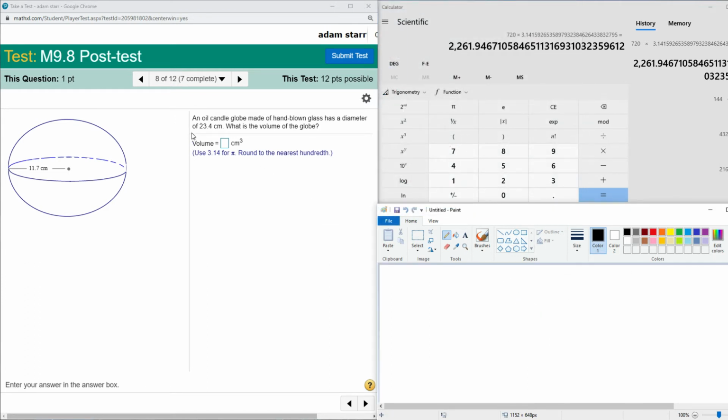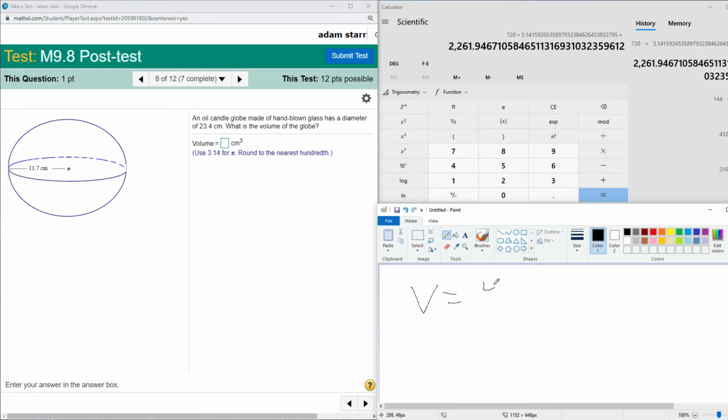Okay, next question. An oil candle globe made of hand-blown glass has a diameter of 23.4 centimeters. What is the volume of the globe? So we have our globe here. It is a sphere. It's giving us the diameter in our problem, but in the image itself, it's actually nice. It's giving us the radius. So it already took our diameter and divided it by 2. So we just need to find the volume of this sphere.